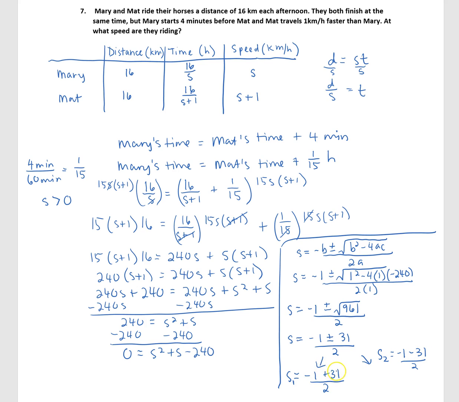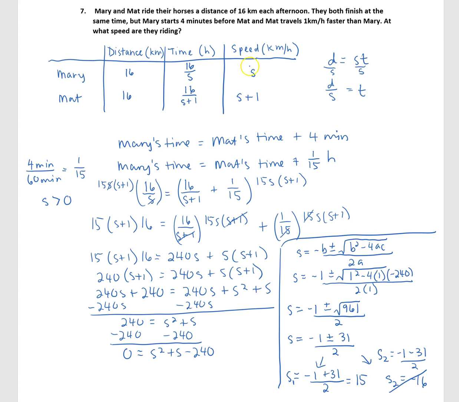Negative 1 plus 31 is 30, divided by 2 is 15, so s1 equals 15. On this side, we get negative 32 on the top, divided by 2 is negative 16. So we have two answers for s, but if we remember our original restriction, s has to be greater than 0. So s equals negative 16 does not work, and that's our extraneous root. We can cross it off. So s equals 15 is our answer.